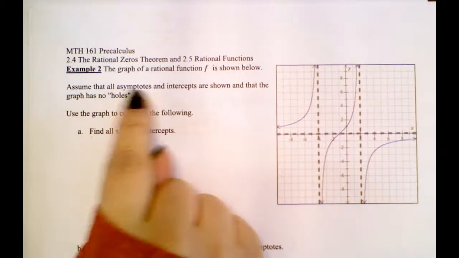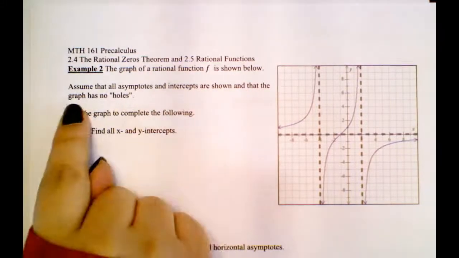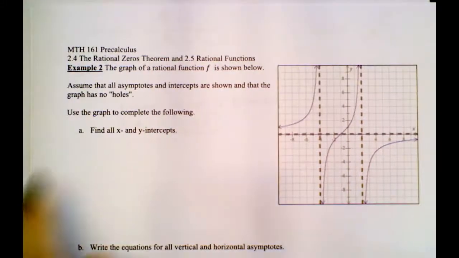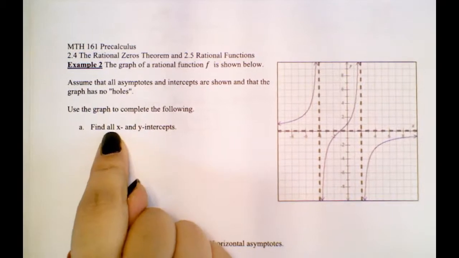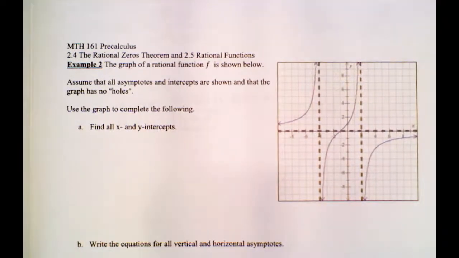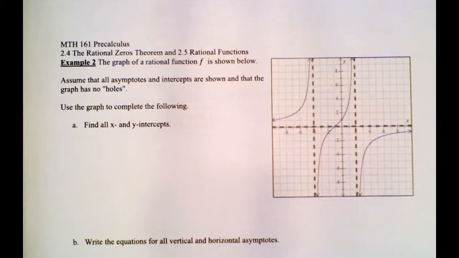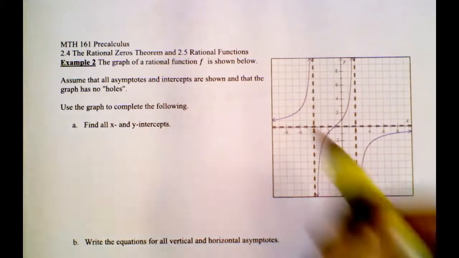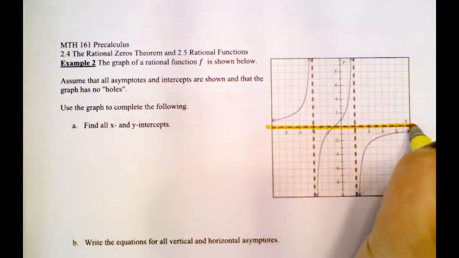Assume that all asymptotes and intercepts are shown and that the graph has no holes. Okay? Use the graph to complete the following. Find all x and y intercepts. Let me find the x-intercept first. The x-intercept is where the graph touches the x-axis. The x-axis is what I am highlighting with my yellow Sharpie.